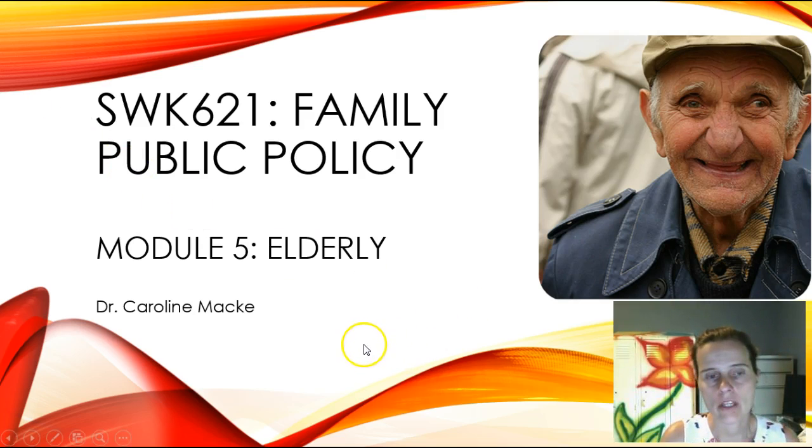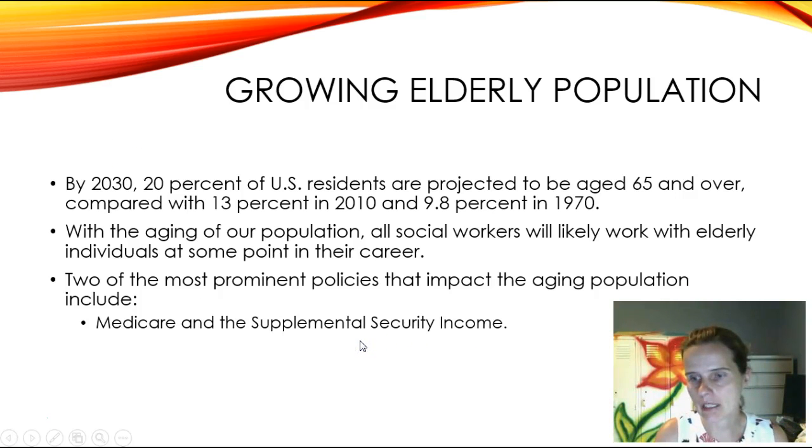Okay, here we go. So again, we're focusing on the elderly population. This population is extremely important for social workers to be aware of and to know about the policies that impact them. Our population is aging. It's been aging for a while, and the rate of aging is increasing. By 2030, we are expecting that 20% of U.S. residents will be 65 and older. That's compared to 13% in 2010 and 9.8% in 1970. So again, quite a strong increase.